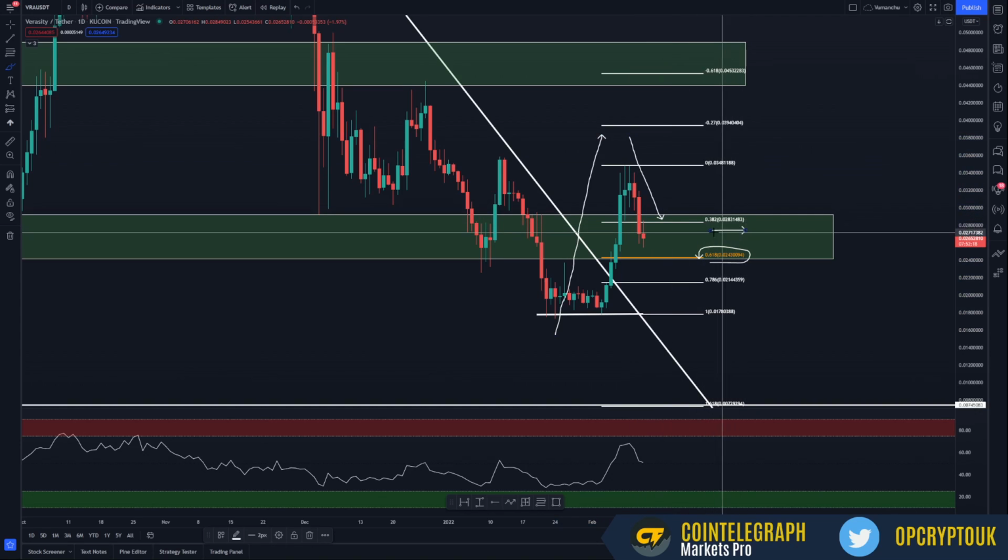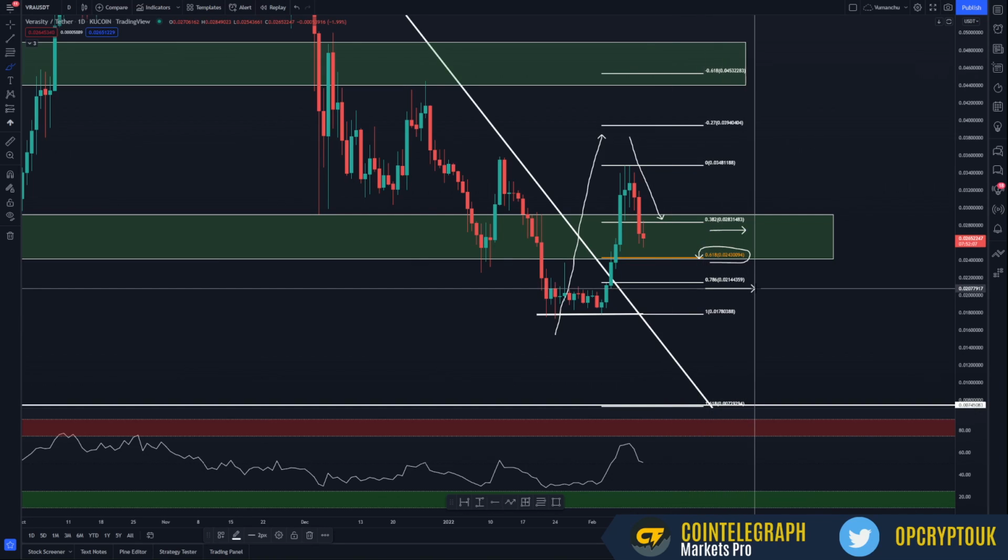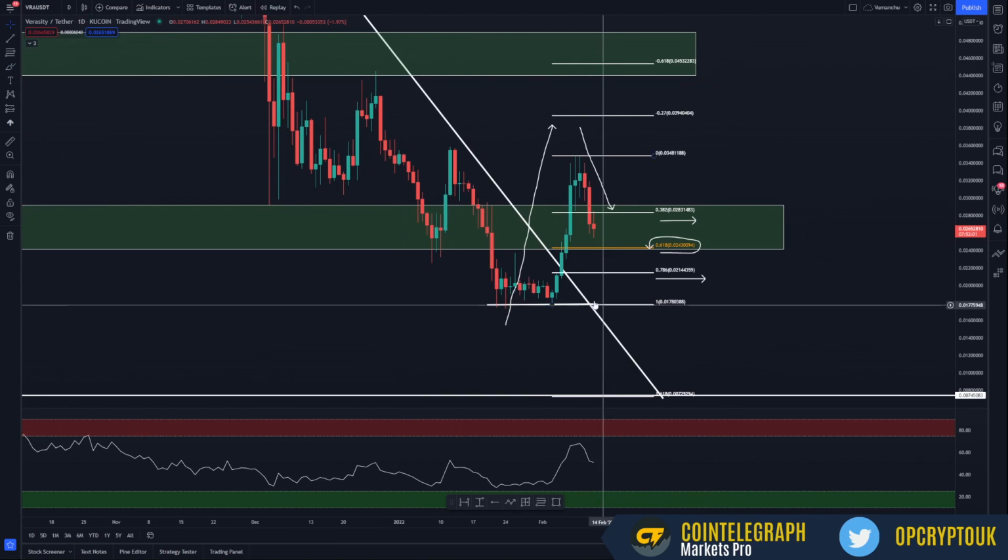Use this 0.382 level, but if you're looking at it and it's already gone past that, then you can use this 0.618 level at 0.0246. And remember, if it does break through that, you're going to come down and retest this 0.786 level, which is at 0.0214. So that's some levels for you to buy. Personally, I do not see us going any lower than that.